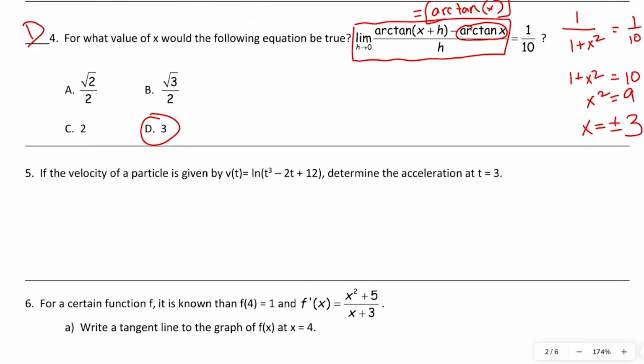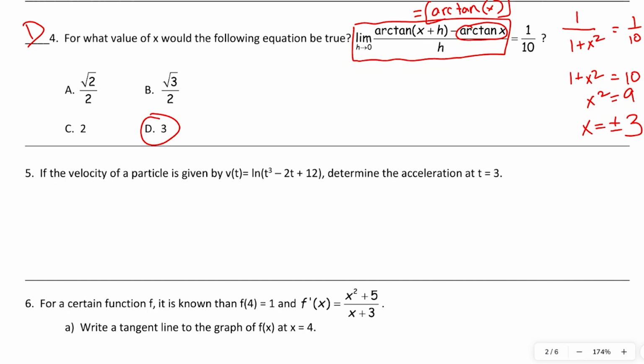Number 5, the velocity is given to determine the acceleration. Okay, so we talked about this in class, and I'm going to be a little bit more strict about this because on the scoring guidelines for the 2024 AP test, we saw that there was a question about the acceleration and velocity, where you have to establish that the acceleration is the derivative of velocity.